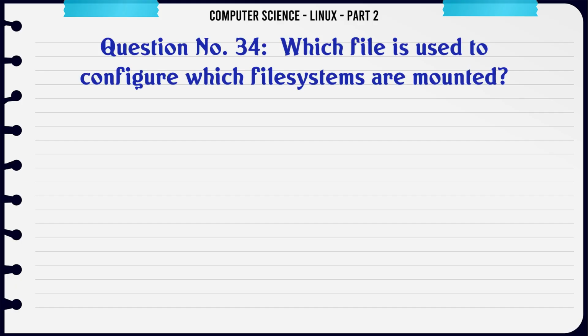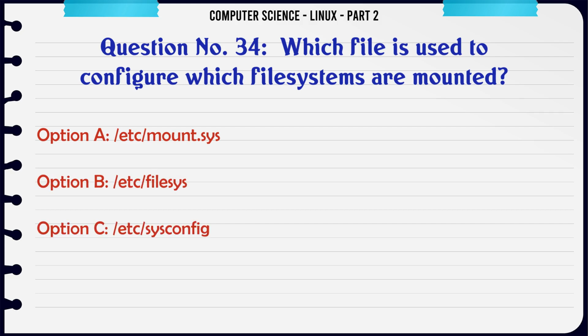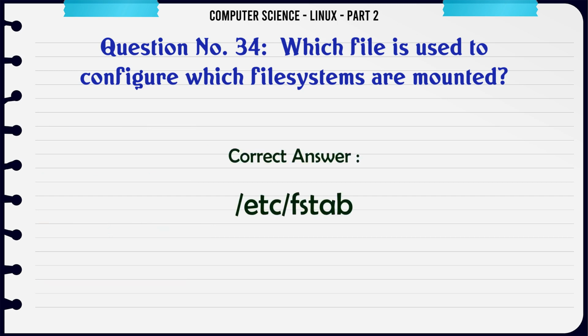Which file is used to configure which file systems are mounted? A. etc mount.sys. B. etc filesys. C. etc sysconfig. D. etc fstab. The correct answer is etc fstab.